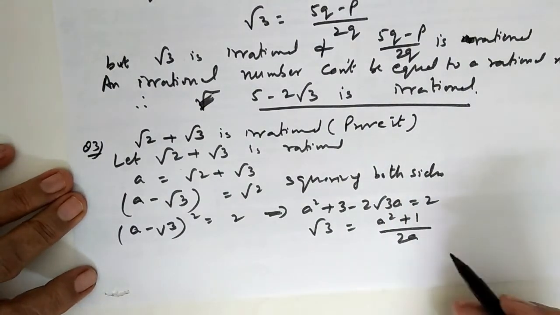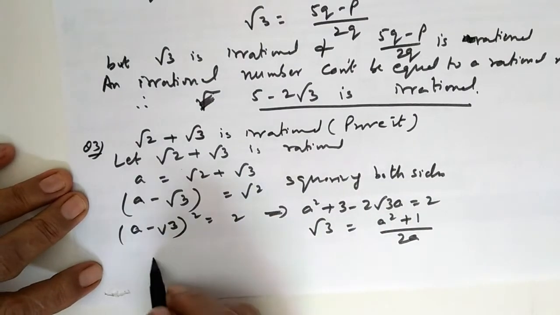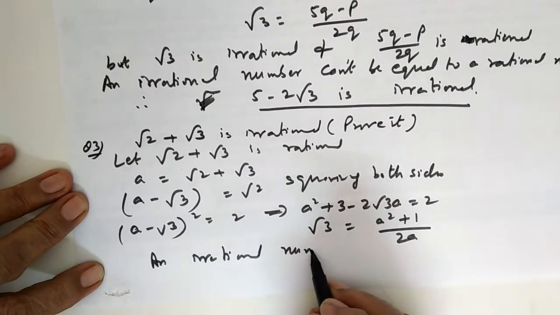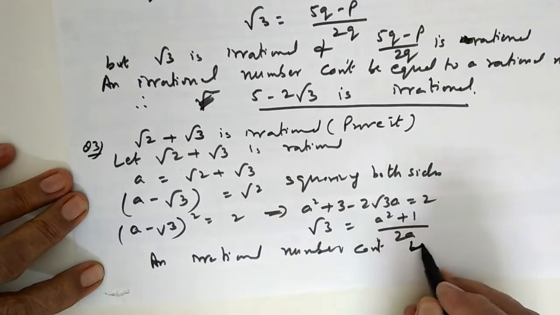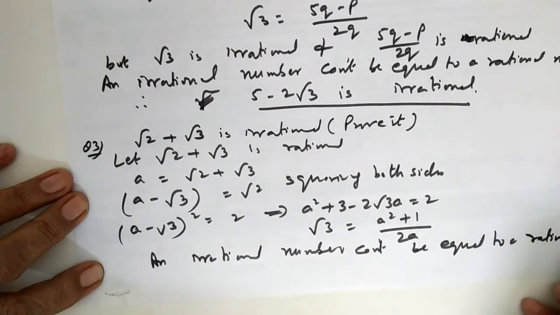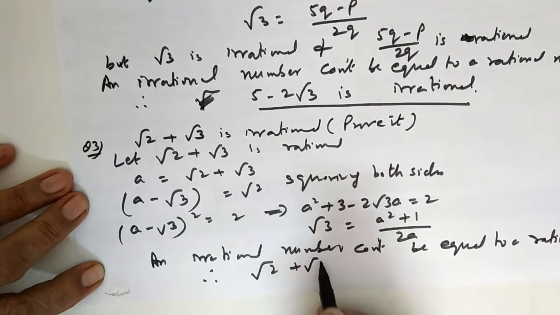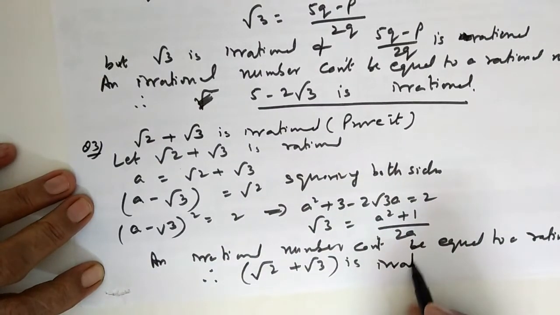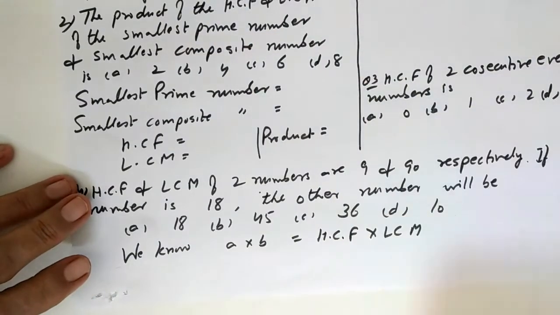Again, an irrational number cannot be equal to a rational number. Therefore, root 2 plus root 3 is irrational. Hence proved. Now there are few questions on these real numbers, MCQ type questions.